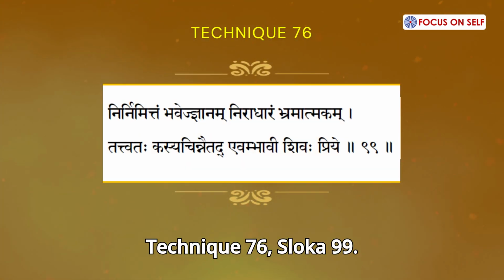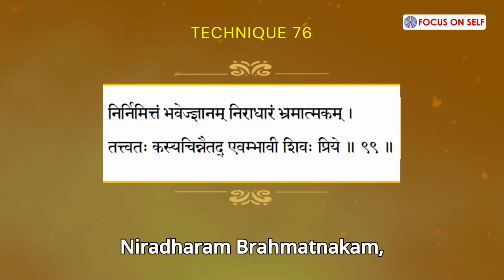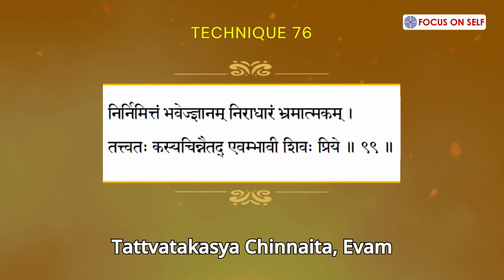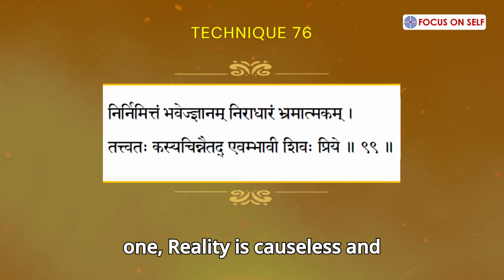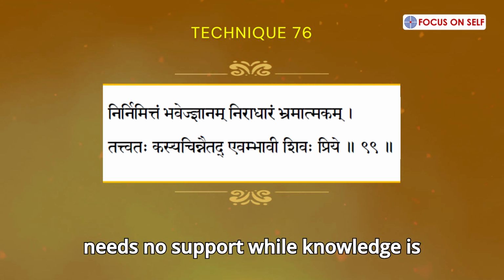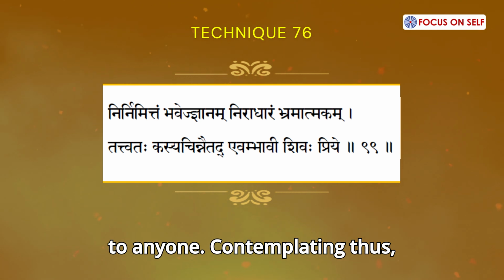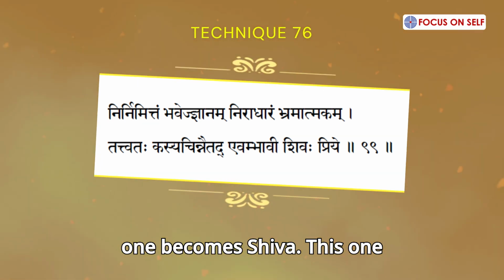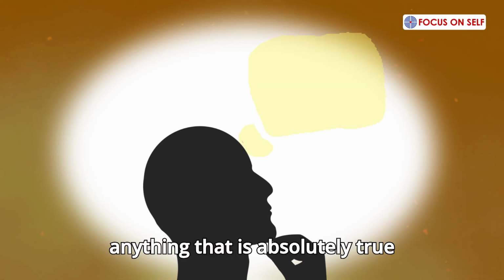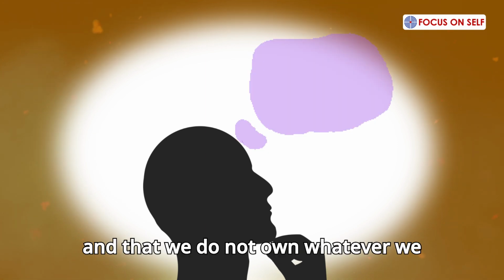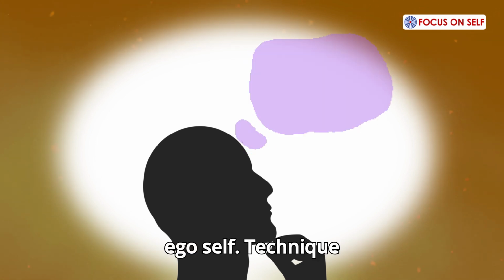Technique 76, Shloka 99. O dear one, reality is causeless and needs no support, while knowledge is illusory. In fact, it does not belong to anyone. Contemplating thus, one becomes Shiva. This one refers to the relativity of knowledge. When we accept that we do not know anything that is absolutely true and that we do not own whatever we know, it helps us transcend the ego self.